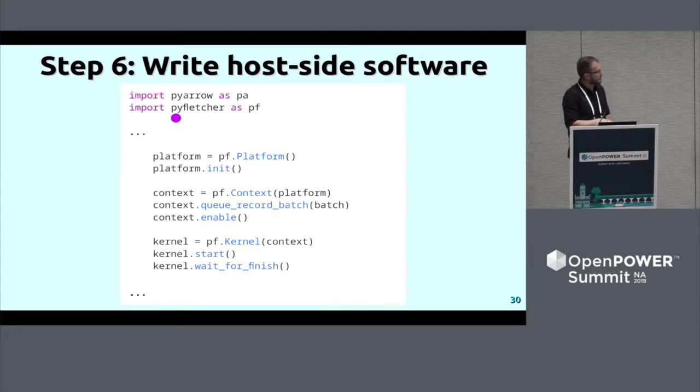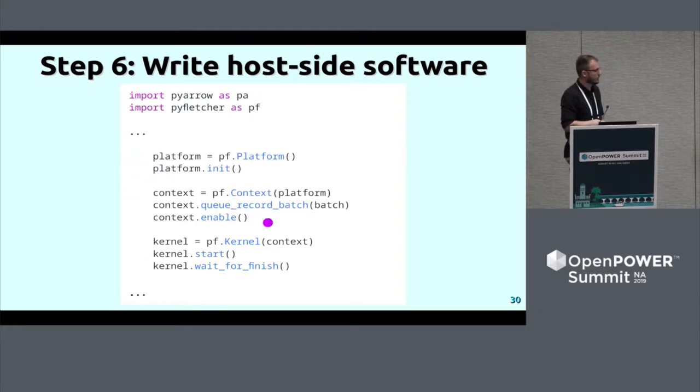So this is an example of what you have to do on the software side, right? You import Arrow in Python again, and you can import PyFletcher, which is our Python library for this project. And you don't have to do a lot of things. This might already, for Python programmers, be relatively low level, but you could abstract that a little bit more. You just have to initialize the platform. In our case, that's going to be SNAP, right?